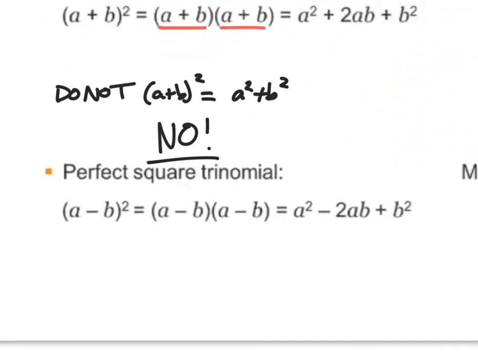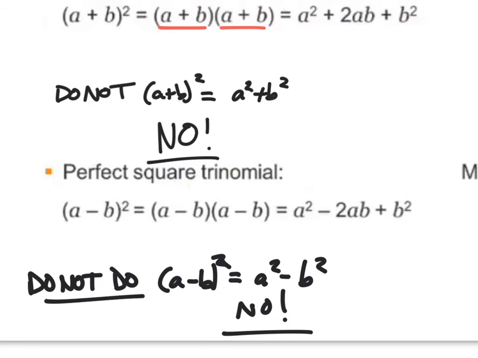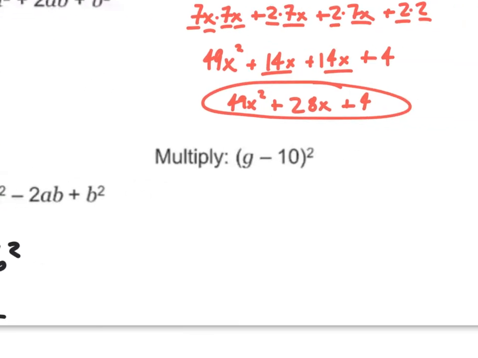Okay, so again, a minus b quantity squared is really a minus b times a minus b. So do not do this. Don't do a minus b squared and then all of a sudden say, oh, that's just going to give me a squared minus b squared. No! No! You can't do that. Okay, do not do this. You have to make sure that if you have something squared, you are multiplying it by itself twice.